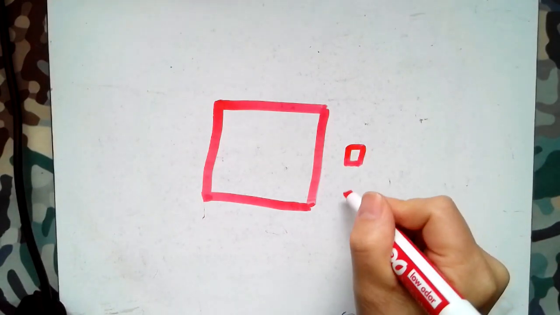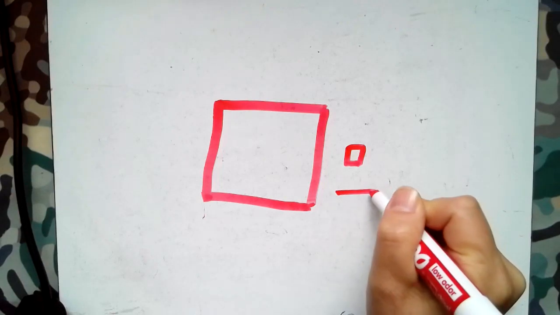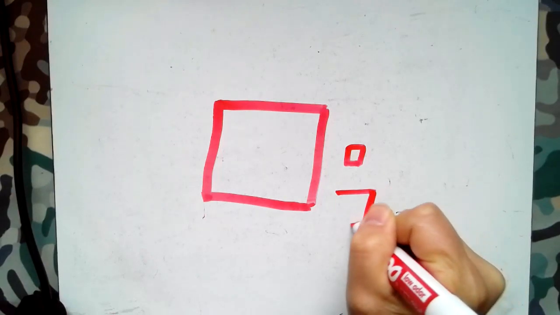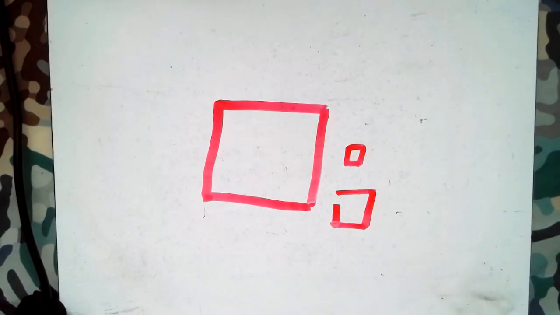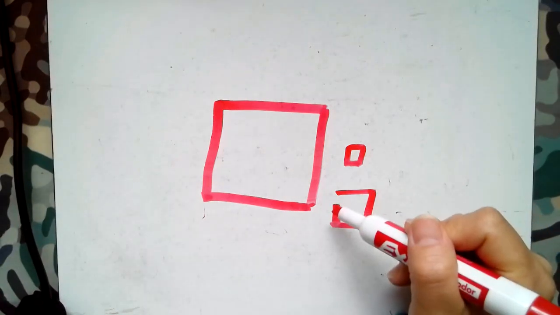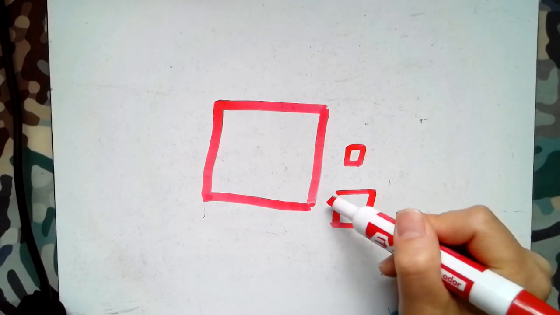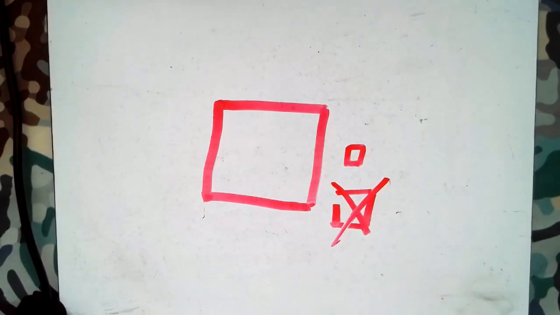I'm going to draw one more shape, and I want you to tell me whether it's a square or not. 1, 2, 3, 4. Is that a square? Why not? If you were thinking, well, it does have four sides, but it's not a closed shape, you're absolutely right. So that makes this not a square.